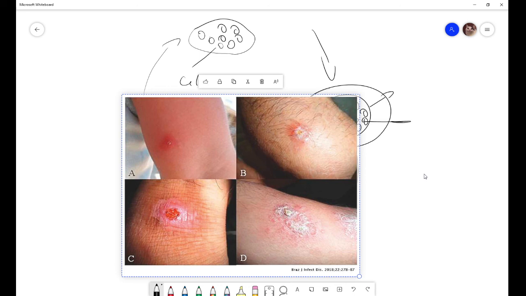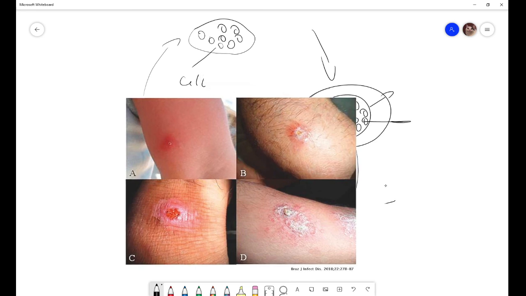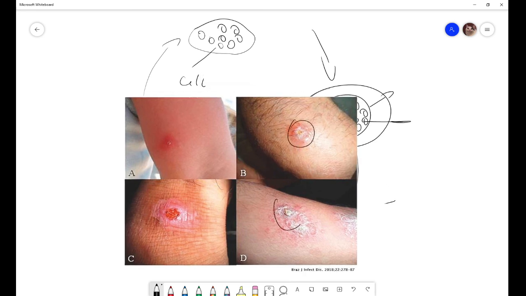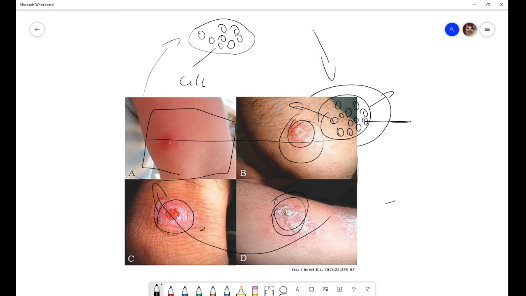Okay, this was about the most popular of all leishmaniosis, but these skin diseases are about skin leishmaniosis.